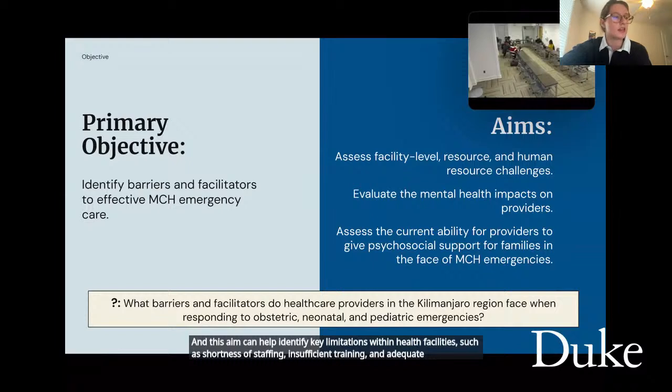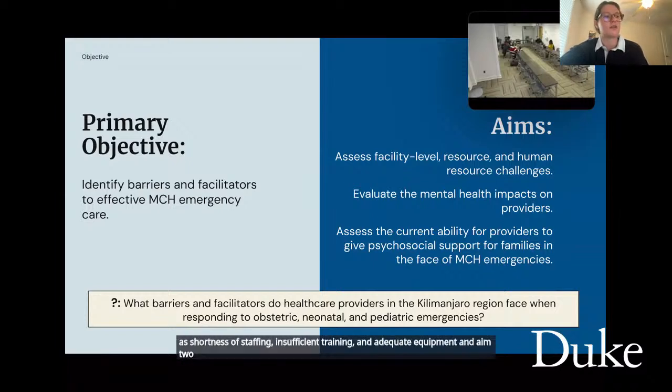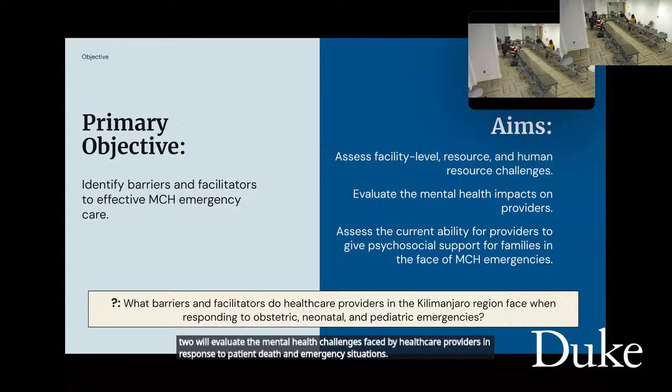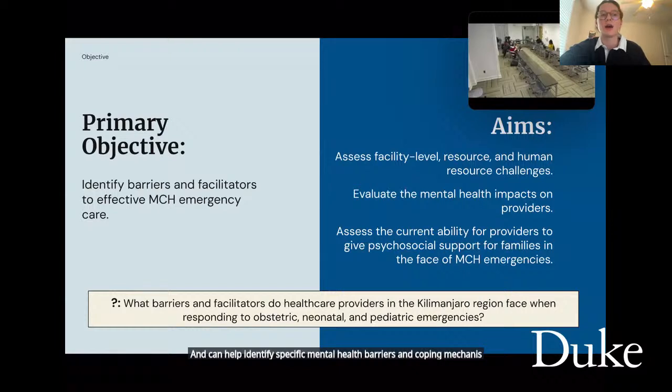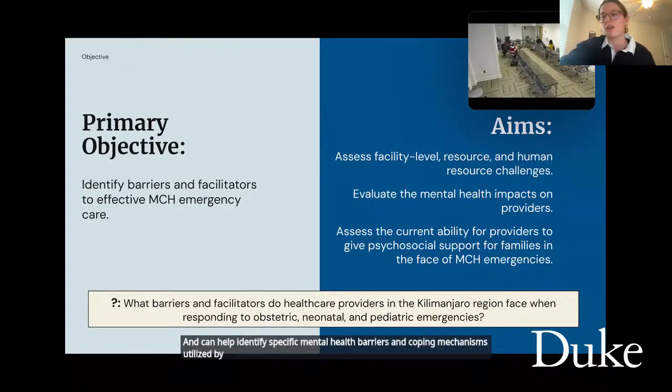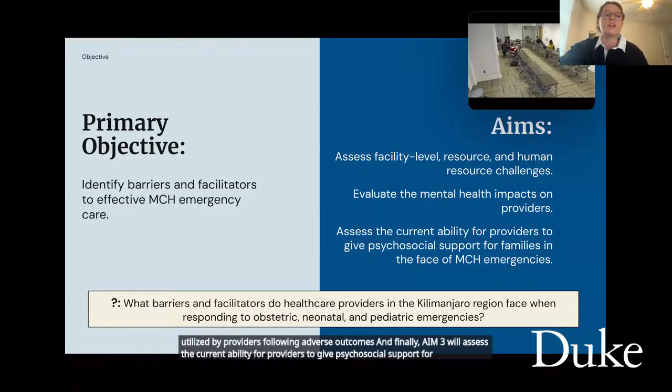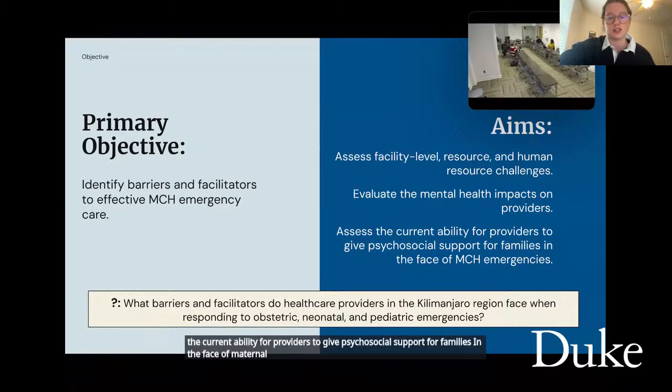And aim 2 will evaluate the mental health challenges faced by healthcare providers in response to patient death and emergency situations, and can help identify specific mental health barriers and coping mechanisms utilized by providers following adverse outcomes. And finally, aim 3 will assess the current ability for providers to give psychosocial support for families in the face of maternal-child health emergencies.